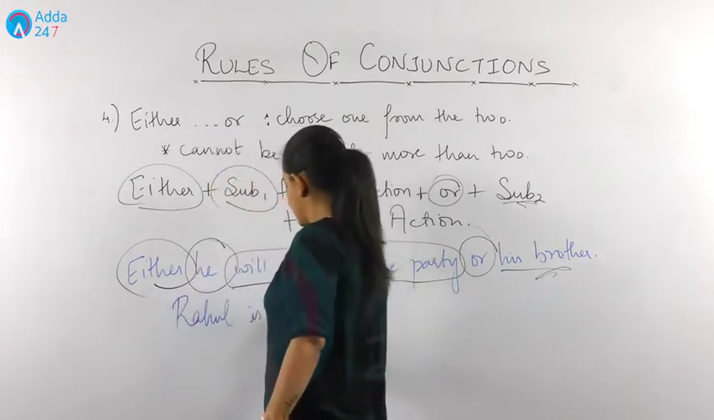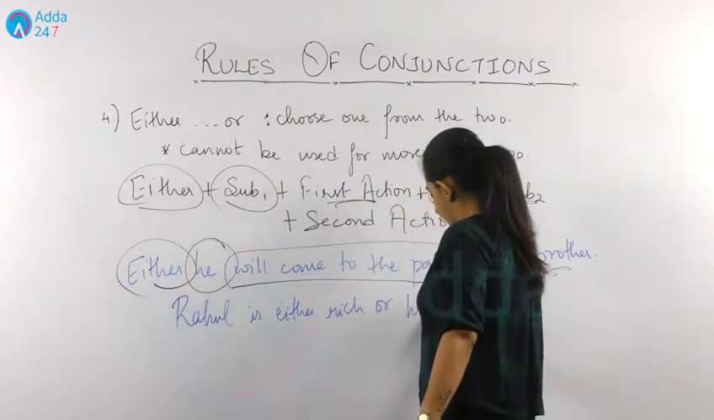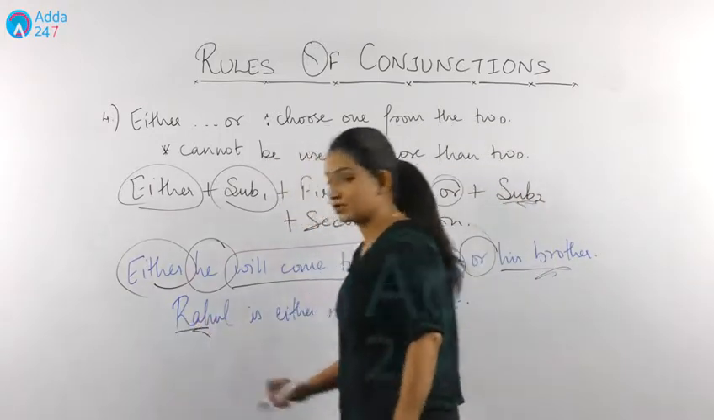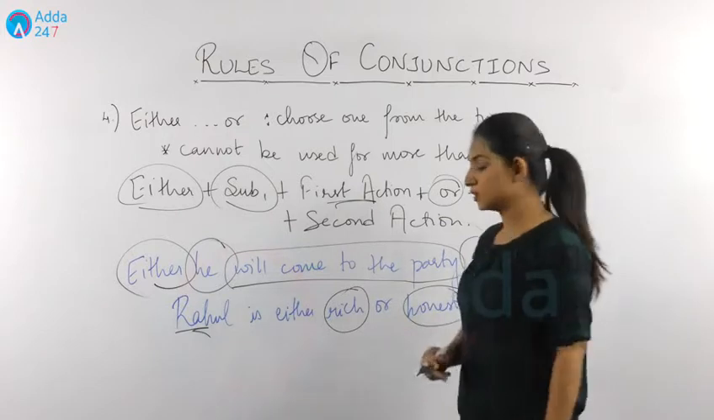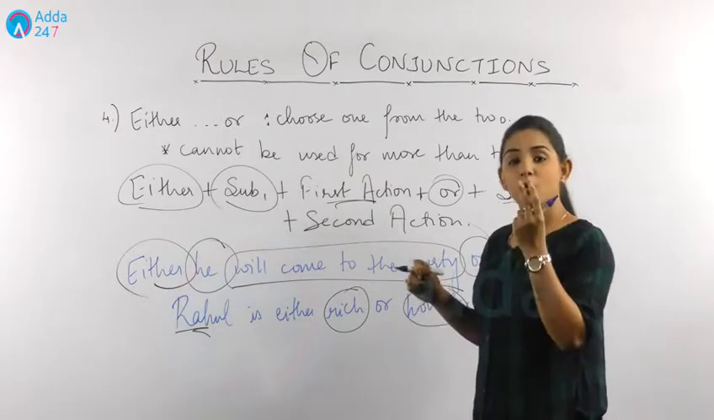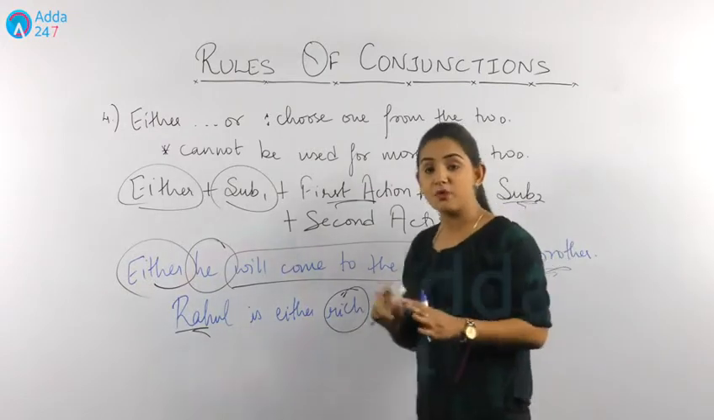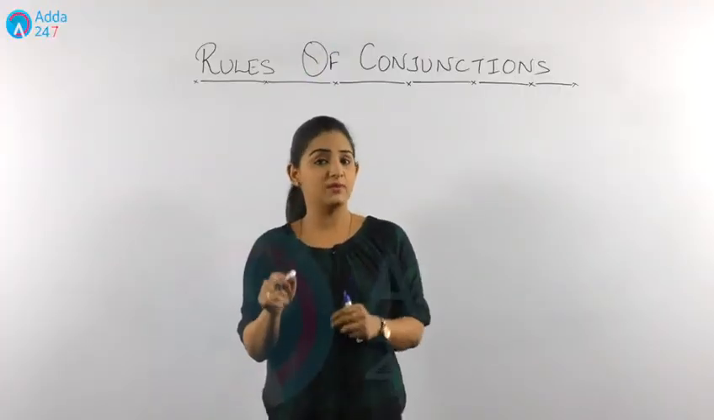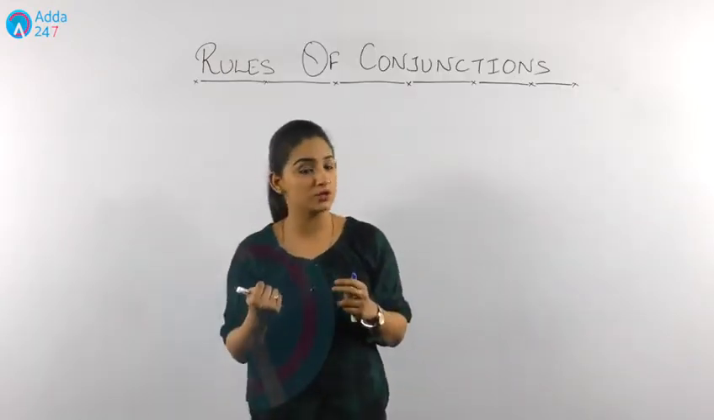Rahul is either rich or honest. Now here either is used in the middle of the sentence which says subject is Rahul, and we are talking about Rahul. Two adjectives are given over here, rich and honest, and you have to choose one from them, which means either he is rich or he is honest. He cannot be both, he will be either rich or honest. Now as we saw, when we have to negate both, we use neither nor. When we have to choose one from the two, then we use either or.